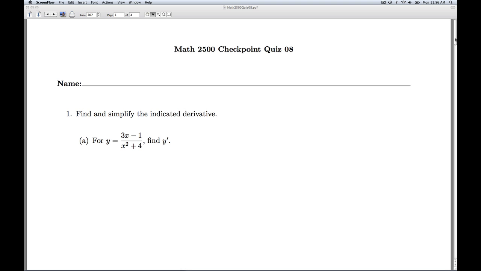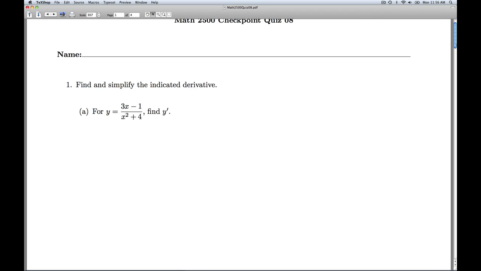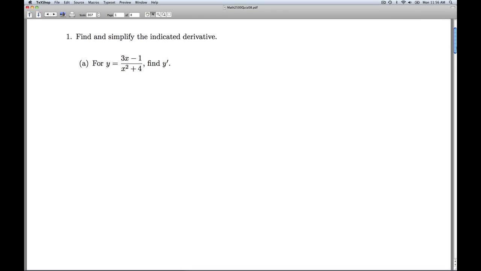Hi folks, this is Calc 1, Checkpoint Quiz 8. We're asked to find some of the derivatives of the following functions. So in part A we have a function y equals 3x minus 1 over x squared plus 4. We're asked to find y prime. So we're asked to find the first derivative of that.